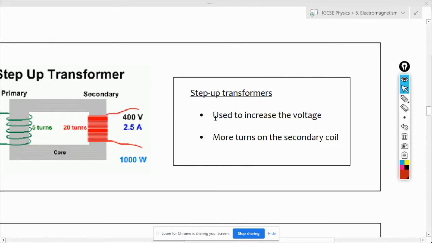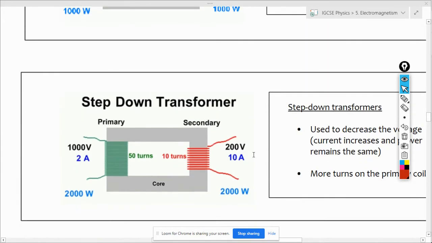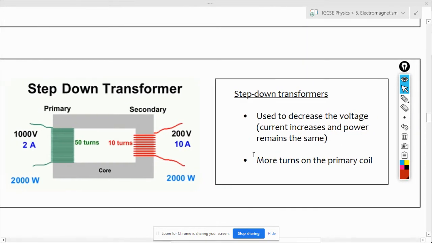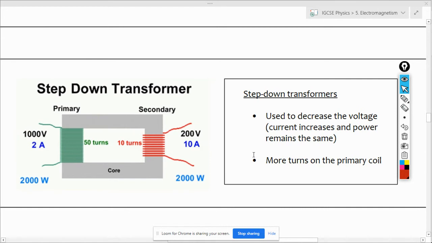Step-up transformers are used to increase the voltage. They have more turns on the secondary coil. A step-down transformer is used to decrease the voltage, and it has more turns on the primary coil. So you're going from many turns down to just a few. It's a step-down transformer, so this would reduce the voltage. Just notice here, 1,000 volts is getting turned into 200 volts, so we are dividing by 5.